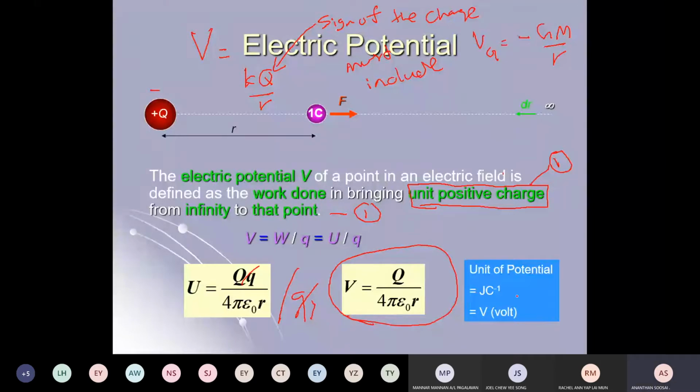What is the unit for electric potential? It is joule per coulomb, or of course the famous unit is volt. The one we use in electric is volt, joule per coulomb. But the definition, last time we used to define volt. What is volt in electric last time? A work done per unit charge, right? But the correct term is work done in bringing a unit positive charge from infinity to that point. That's called electric potential.